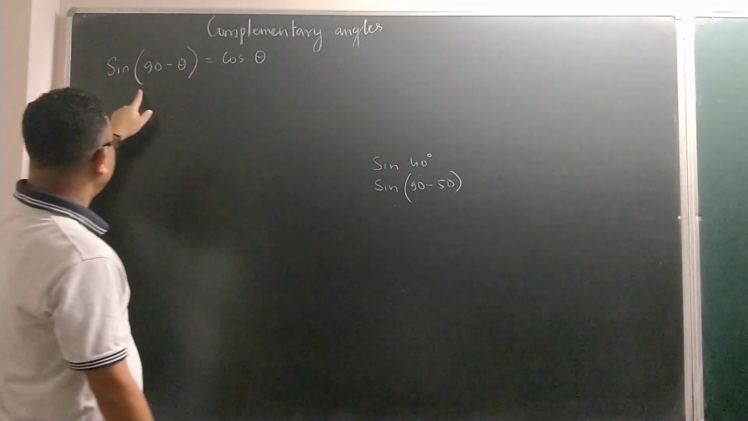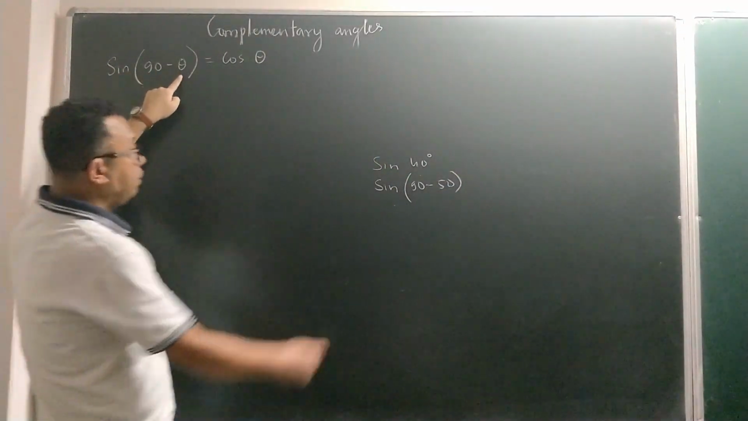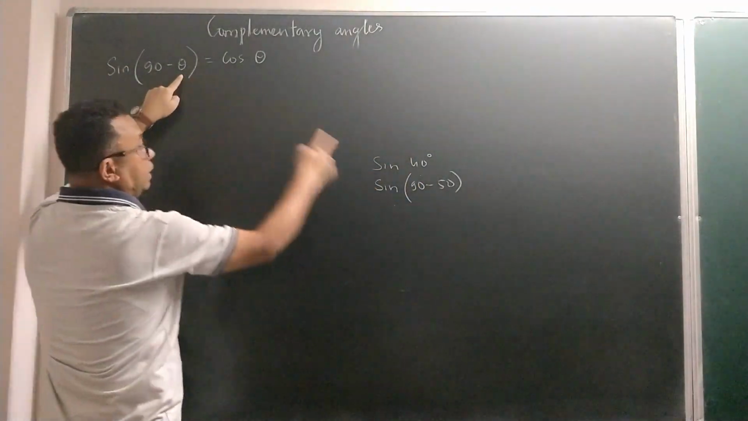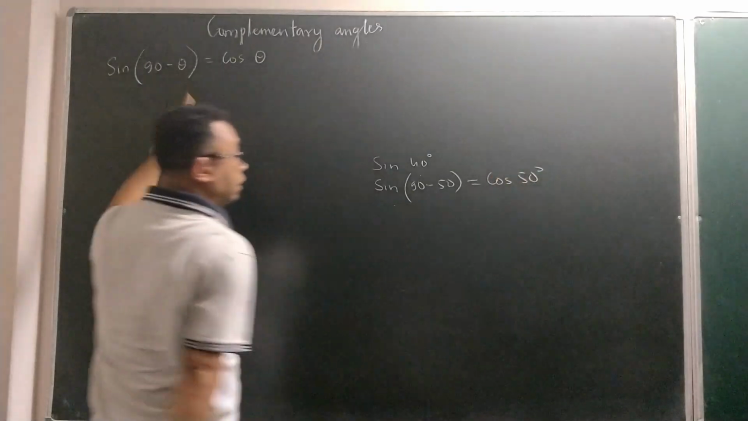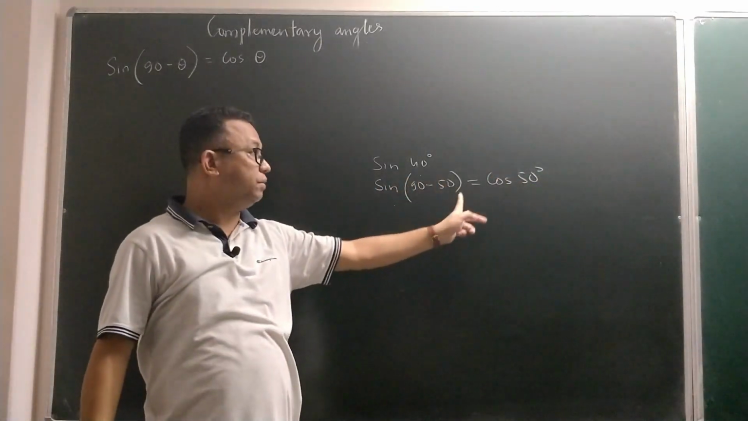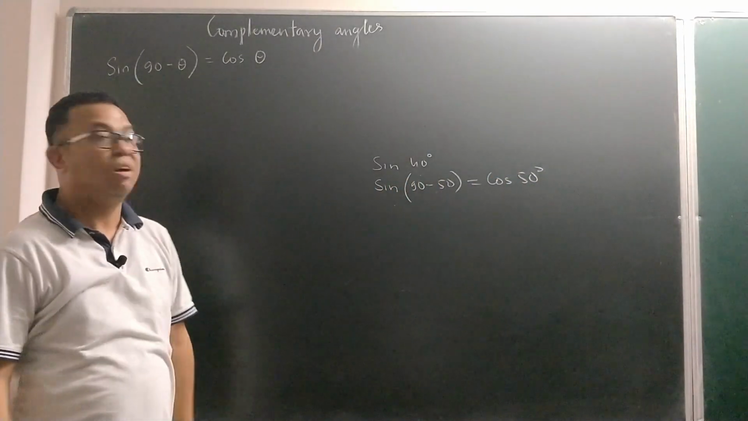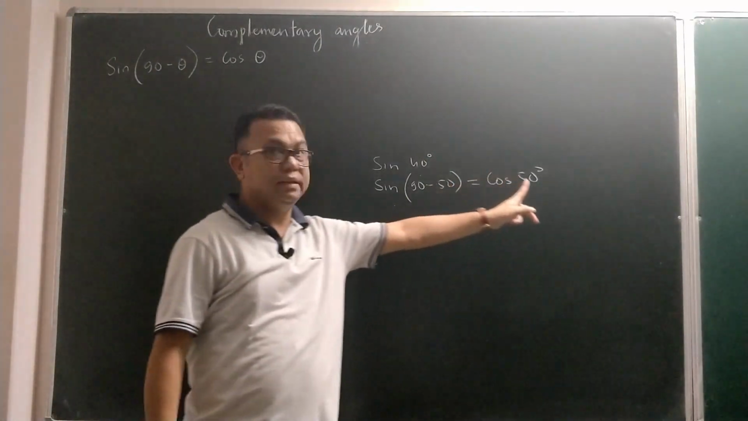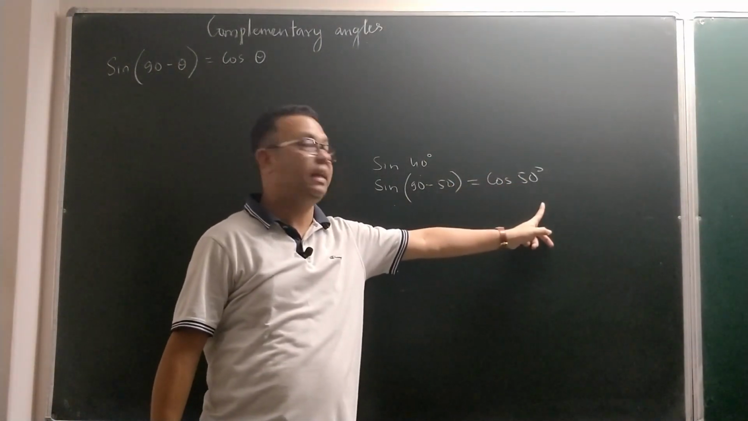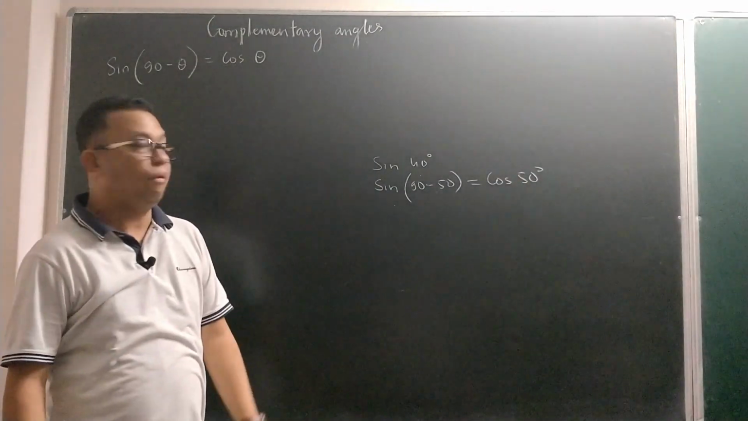Then according to our formula, sine 90 minus 50, our theta is 50. Then I can easily write this as equal to cos 50 degrees. So sine of 90 minus 50 is equal to cos 50 degrees. Whatever angle you have subtracted from 90, that angle is exactly the one in the cos.